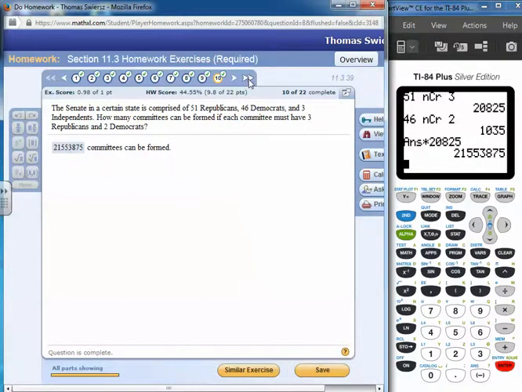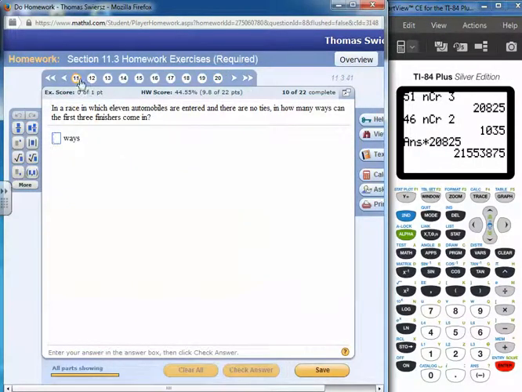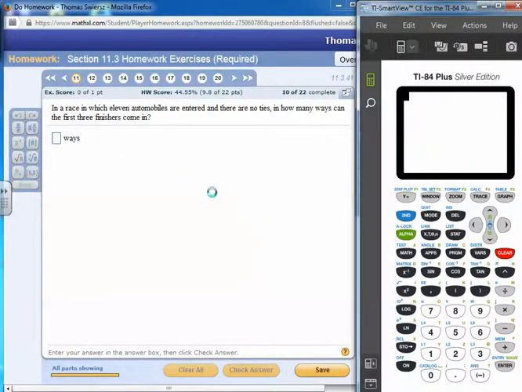All right, very good. Let's look at homework exercise number 11. In a race in which 11 automobiles are entered, there are no ties, how many ways can the first 3 finishers come in? We're assuming that order matters, because there's a difference between first place and second place, and a difference between second and third.